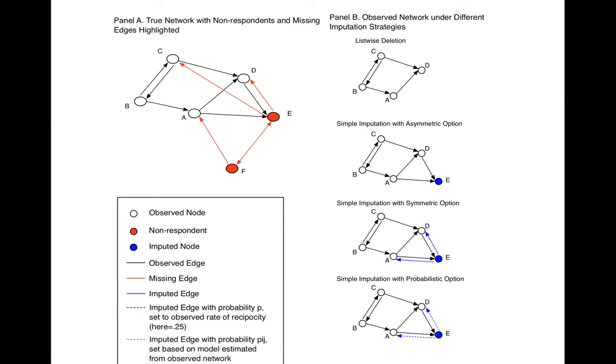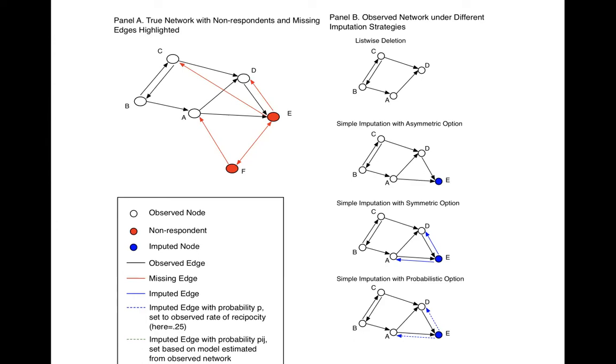So you don't know if a tie exists between E and A and between E and D. In the asymmetric option, you assume it's asymmetric, that there are no return ties, okay? In this case, we would get it right with E to A, but get it wrong from E to D. In the symmetric option, we assume it's always reciprocated. In this case, you'd get E to D right, but E to A wrong. And the last one is probabilistic. You basically flip a coin to determine if you add that edge, in this case, E to D and E to A.